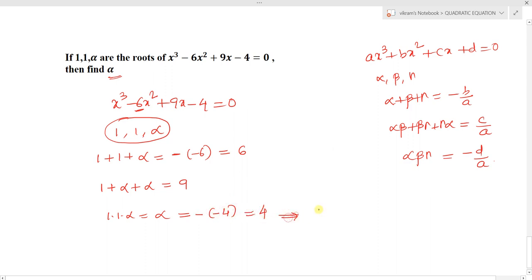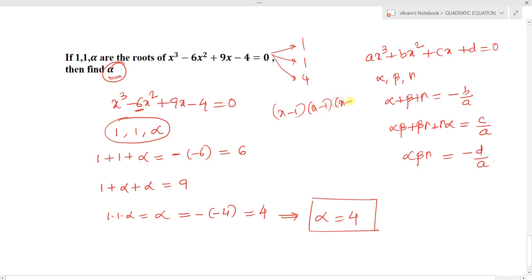That implies the question is asking us to find alpha. Then alpha equals 4. Okay, alpha equals 4. That means this cubic equation has three roots: one root, another root 1, and another root is 4. That means we obtain x minus 1 into x minus 1 into x minus 4 equals 0, which is nothing but our required condition. Then alpha equals 4.